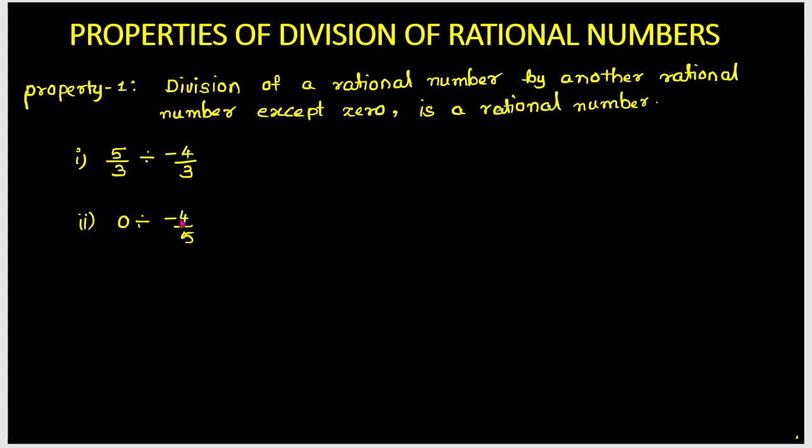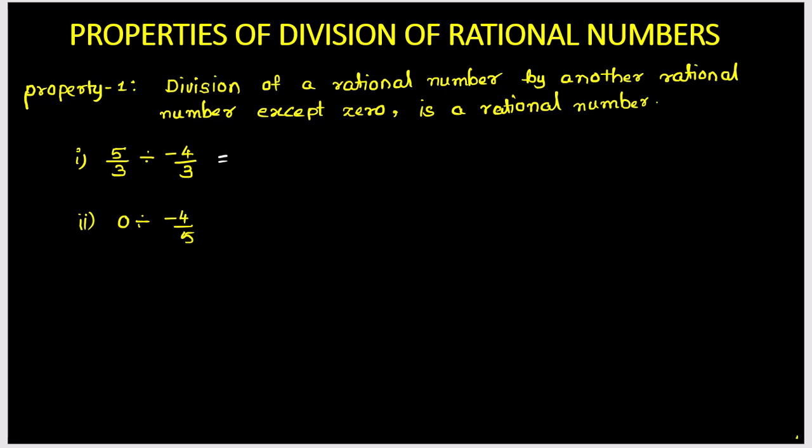So this is not 0. Whatever the second rational number is, that is not 0. When you divide a rational number by another rational number, what is the result? According to the property, again you will get a rational number. So let us solve this and let us justify the property.